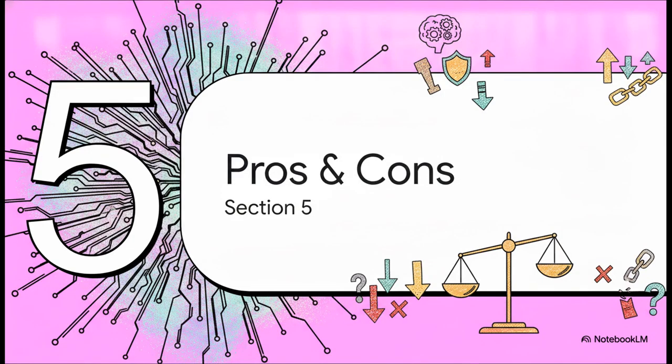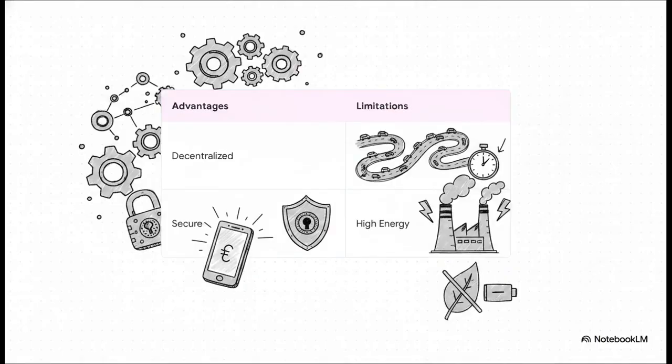Let's neutrally weigh the pros and cons of the entire system now in Section 5, Advantages and System Limitations. On one hand, the advantages are undeniably revolutionary. Bitcoin's pure decentralization completely removes greedy middlemen. Its security is practically uncrackable, and it gives open financial access to literally anyone with an internet connection.